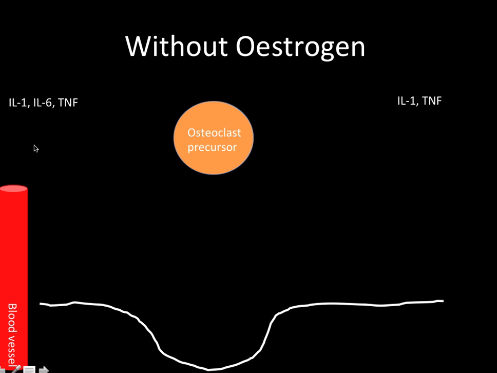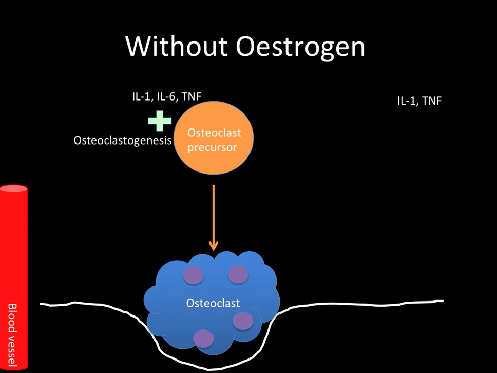Now what happens is we've got several cytokines: interleukin 1, interleukin 6, and tumor necrosis factor. Without estrogen, they're going to bind to the osteoclast precursor and increase osteoclastogenesis, so that's going to produce osteoclasts. Simultaneously, interleukin 1 and tumor necrosis factor are going to bind to the osteoclast and increase osteoclast activity. The overall effect of this is that we're going to get bone resorption.